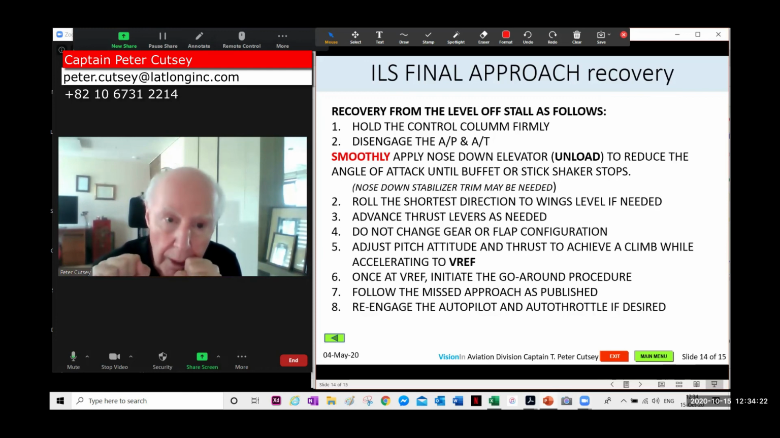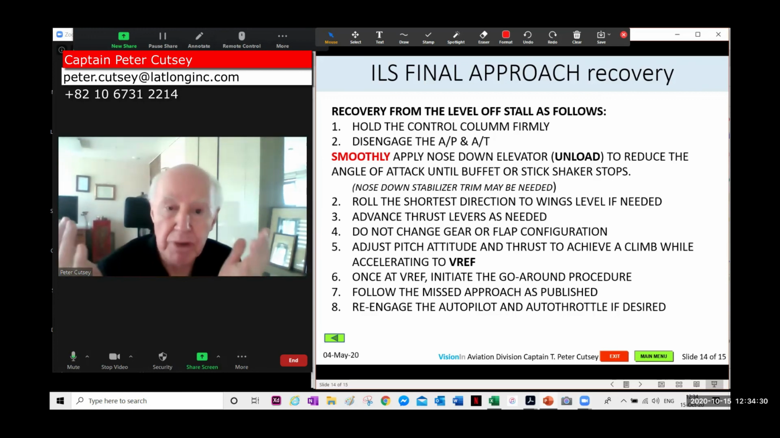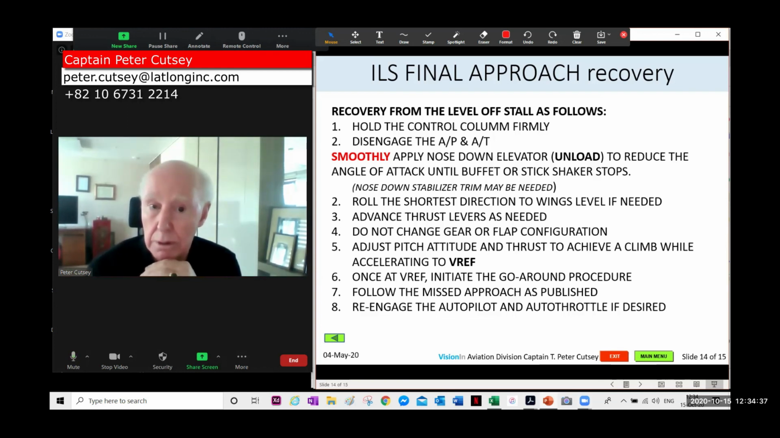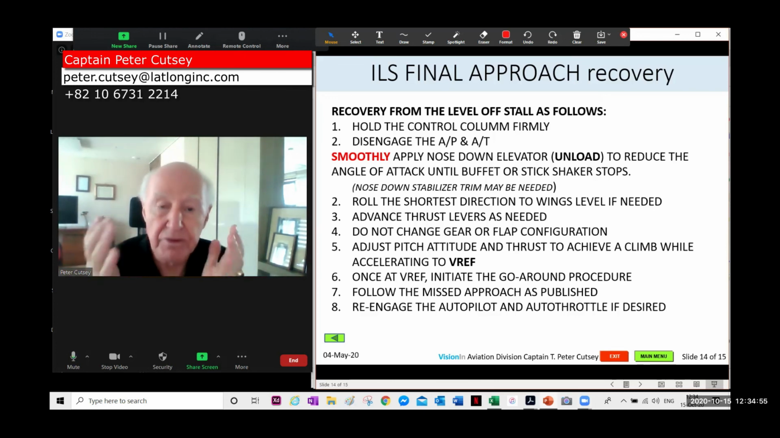So when you do apply thrust and pitch up, restrict your rate of climb to something, I'm saying between 500 feet and 1,000 feet a minute, but no less than 500 feet a minute, so that you can actually accelerate as you're climbing. You've got to climb, and you've got to accelerate. Otherwise, you'll never get to VREF. Once you've accelerated to VREF, you can initiate the go-around procedure. Go around, flap 15, positive rate, gear up, whatever.